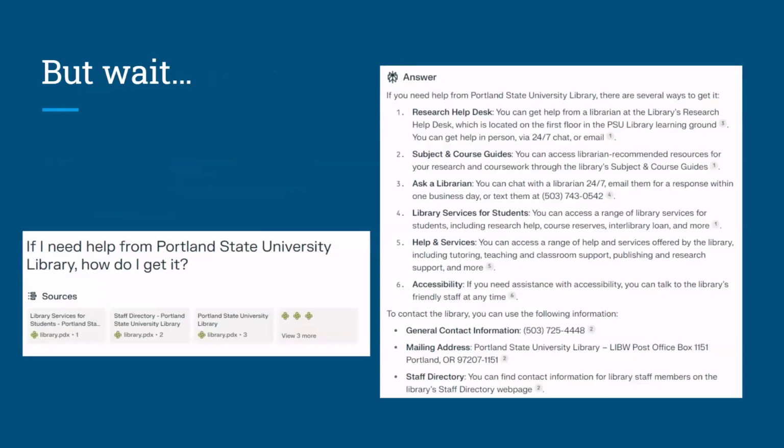And honestly, it would be hard for me to write a better answer to this question as the manager of reference services at Portland State University. So it did a really good job with this. And you can see it's pulling from our website. So as long as our website is current, this information is going to be current too.